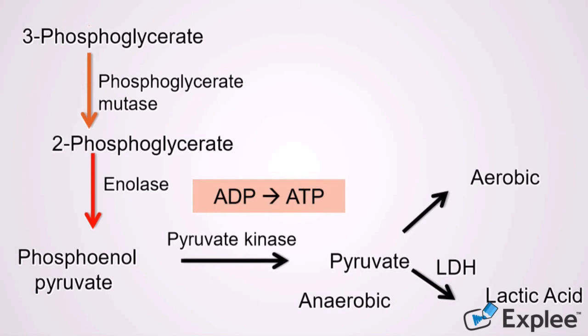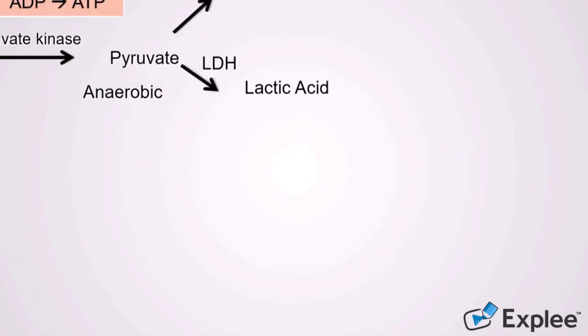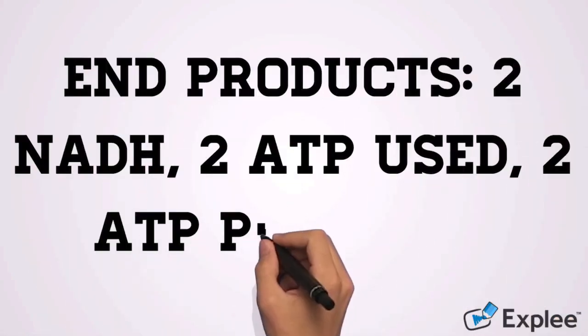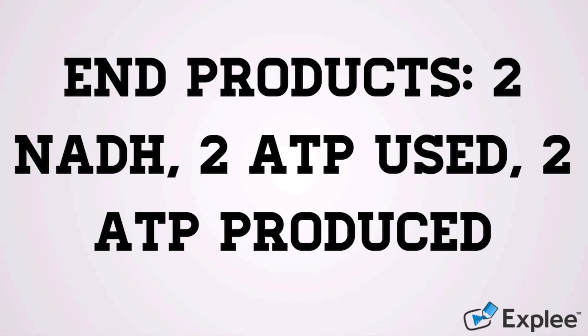From there, we could either have aerobic glycolysis, which will continue into the Krebs cycle, or we could have anaerobic glycolysis, where it will use lactate dehydrogenase that will form lactic acid. The end products of glycolysis are 2 NADH, 2 ATP used, and 2 ATP produced.